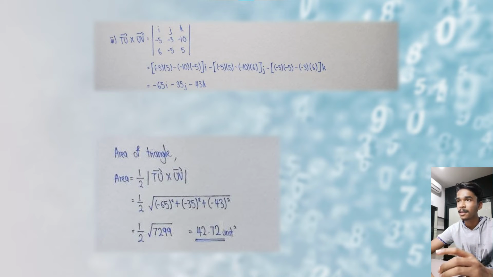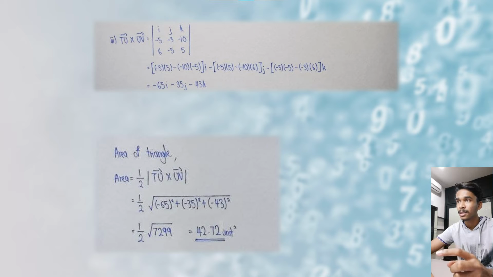And thirdly, we're going to cut the rows and column of K, and the remaining values are -5, -3, 6, and -5. We're going to perform cross product, -5 times by -5 minus -3 times by 6, and this represents K. And finally, we're going to subtract the values starting from I, and the answer that we can get for the product is -65I minus 35J minus 43K.